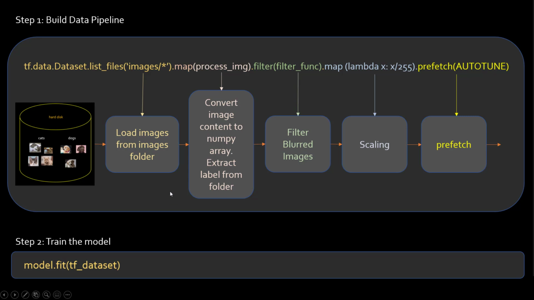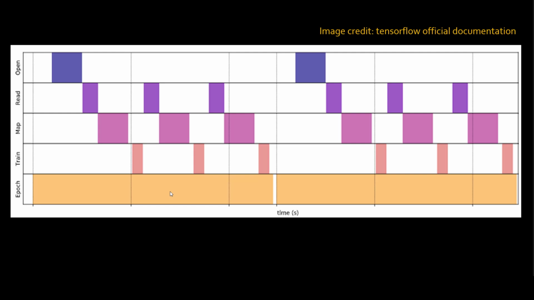This issue can be addressed by the cache function. This is a pictorial representation of what will happen if you're not using any caching. Here the x-axis is time, okay? You are spending some time opening the file, some time reading it, then mapping, filtering, doing all this transformation, then you're training. Again, you are reading it, mapping, again training. Okay, so up till this vertical arrow is good. But then when the second epoch starts, again you are opening the same set of files.